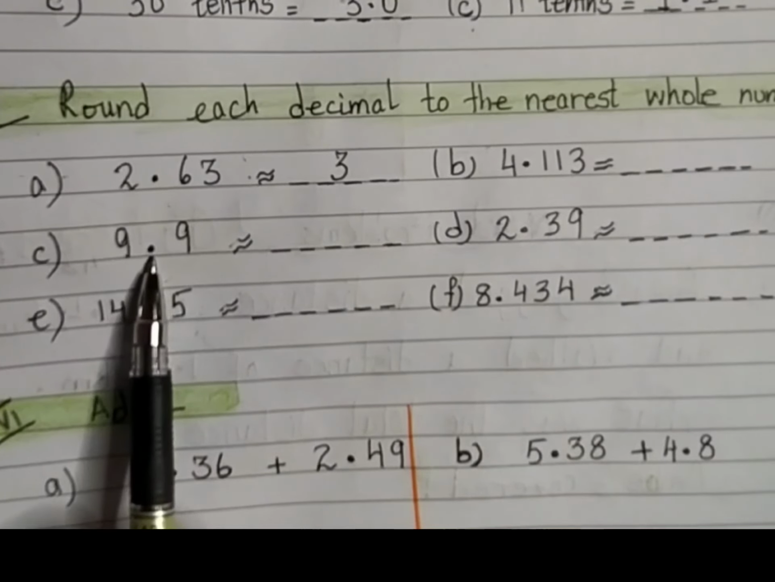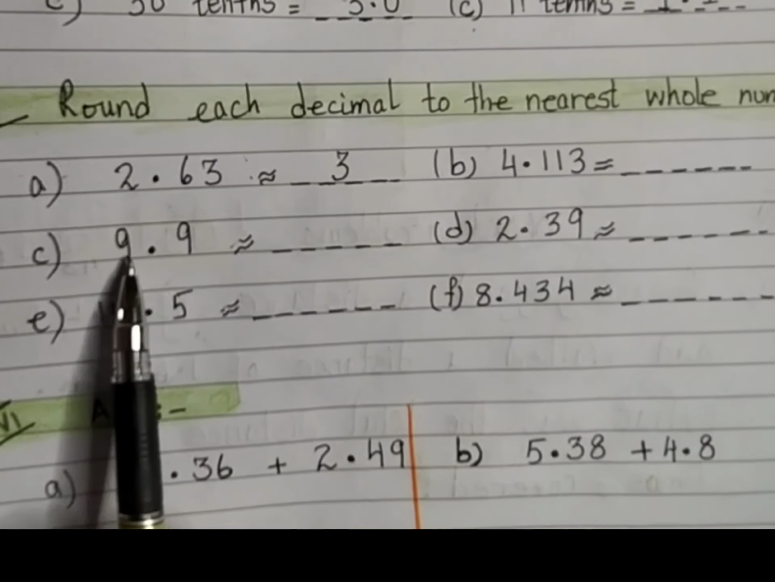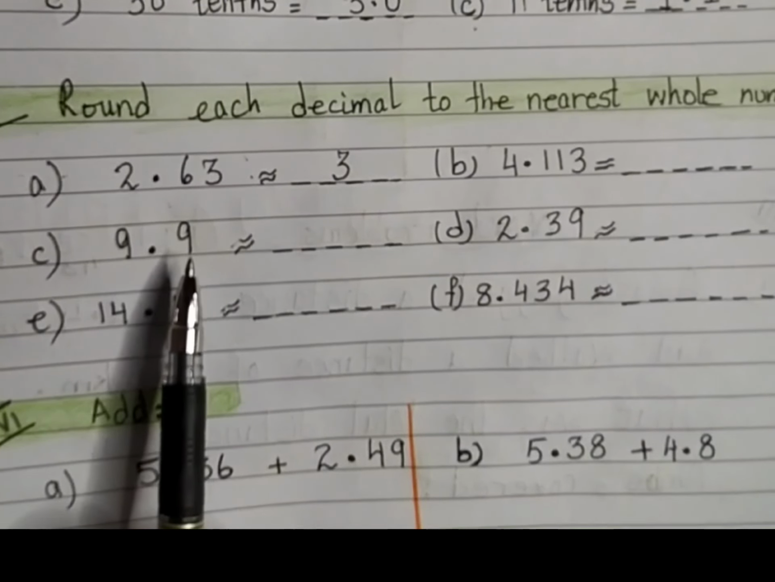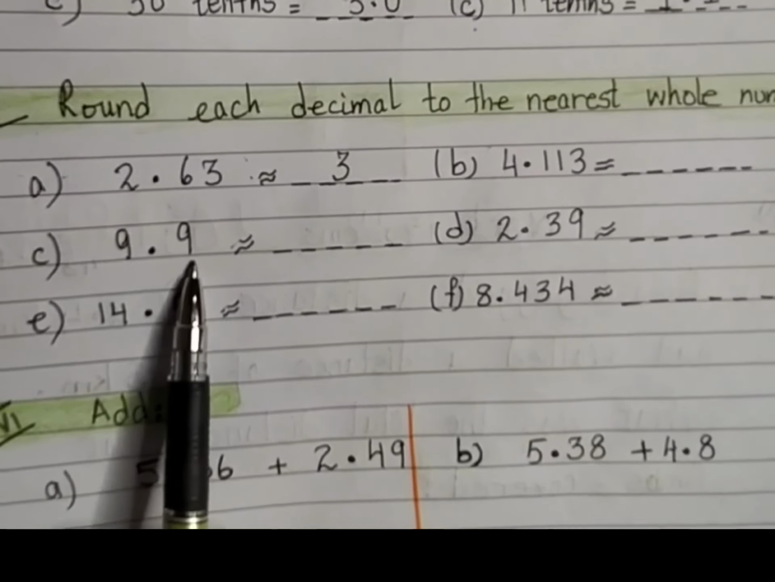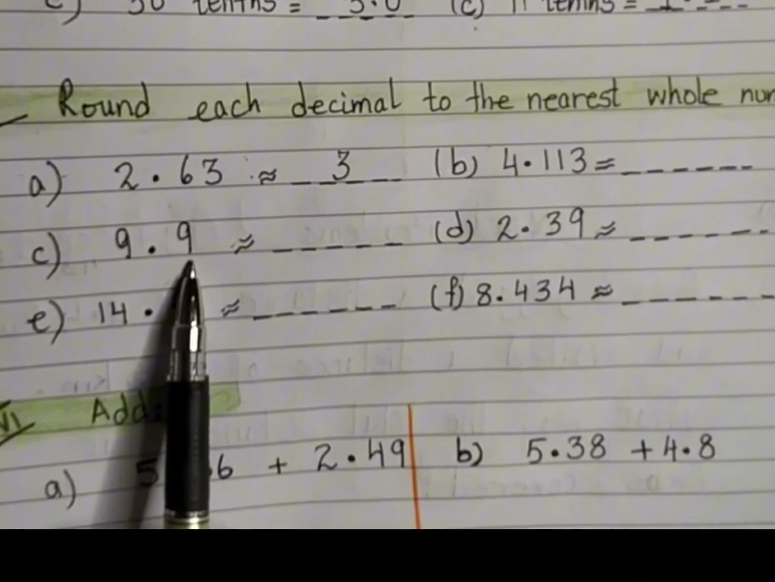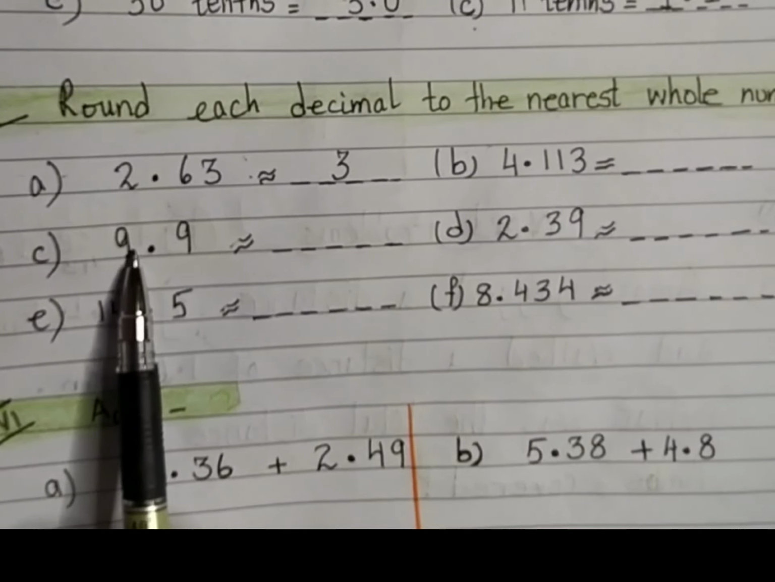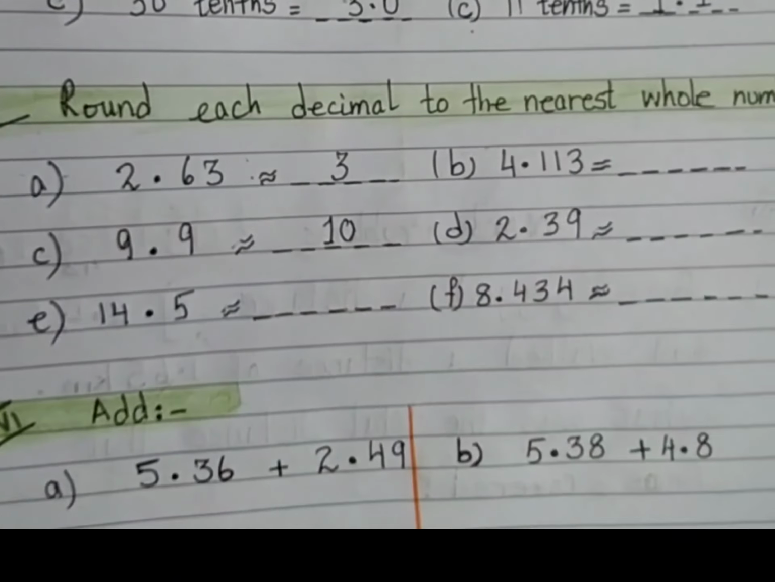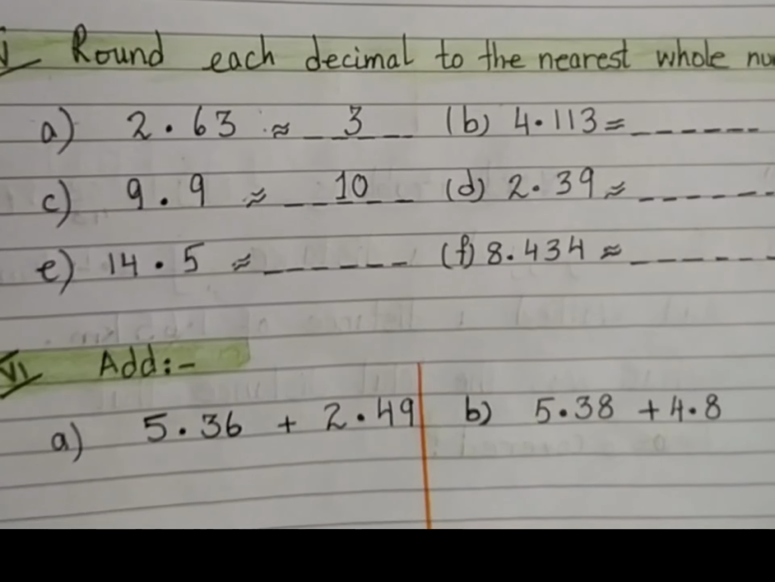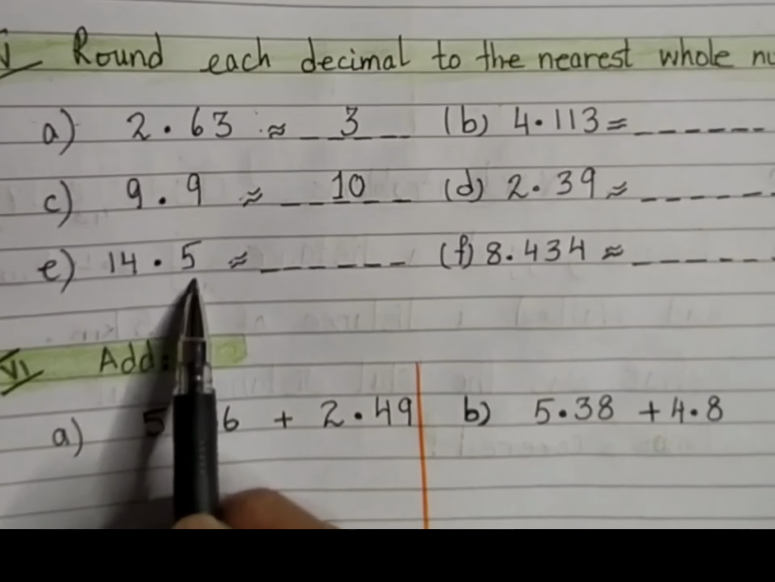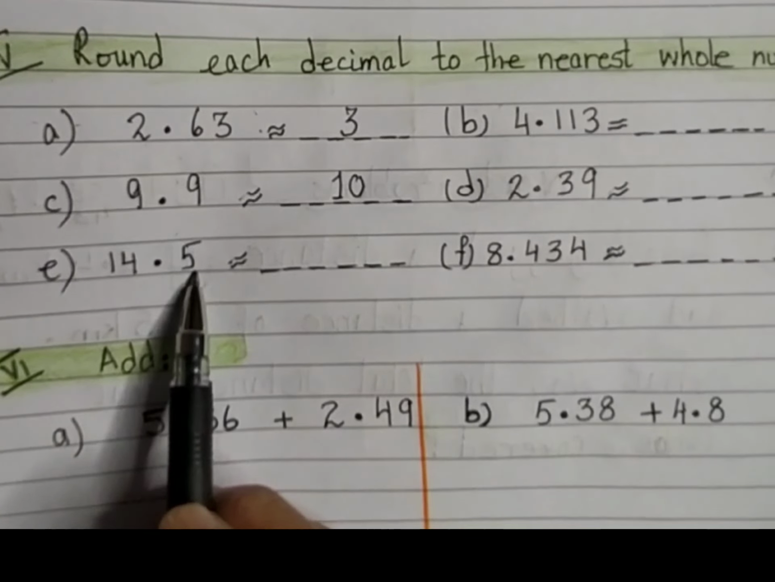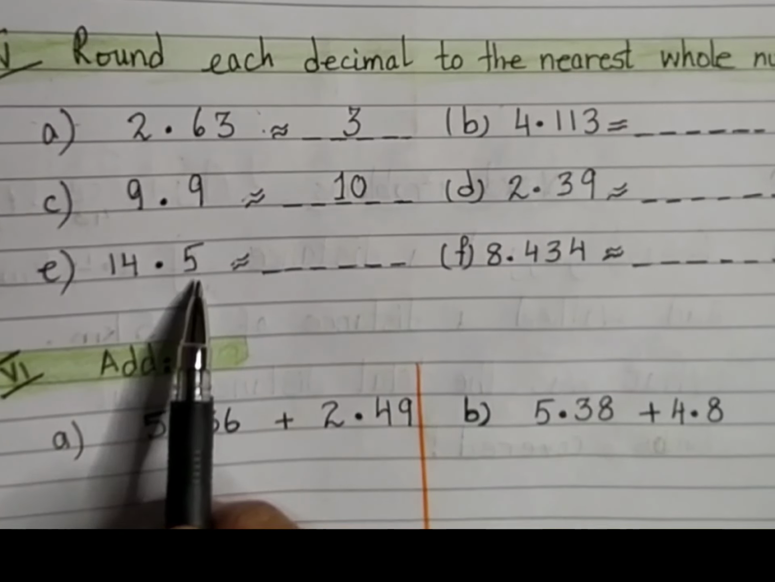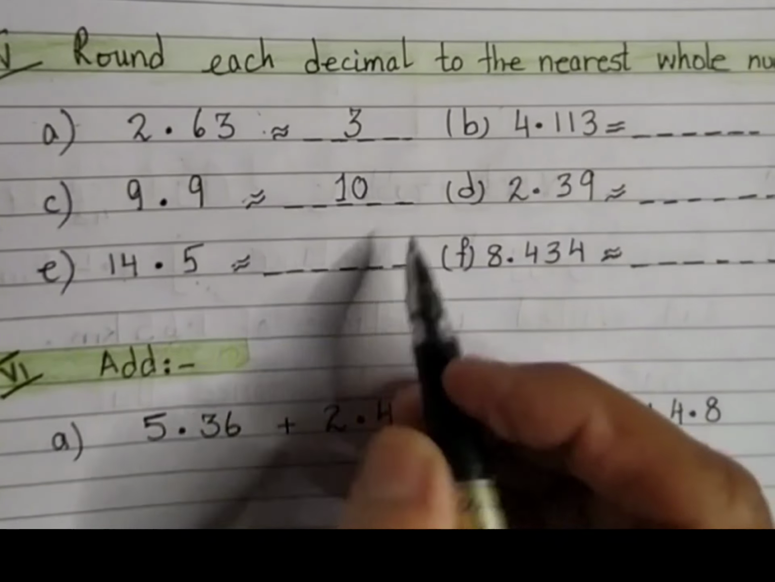Moving on to the next part. Again, you can see a point here. 9.9. Again, 5, 6, 7, 8, 9. If you have your tenth to be these numbers 5, 6, 7, 8, 9, then the whole number changes and it goes up one number ahead. Now 10. Let's do this one. 14.5. 0.5, it means if it is 5, 6, 7, 8, 9, then the whole number will change.